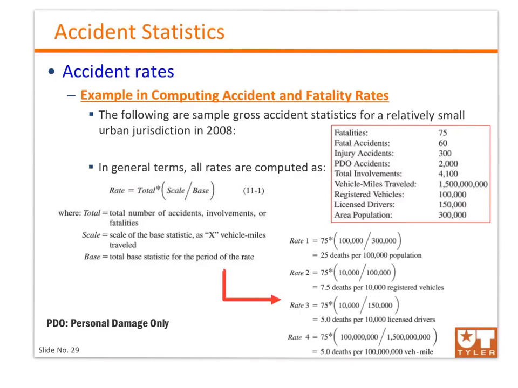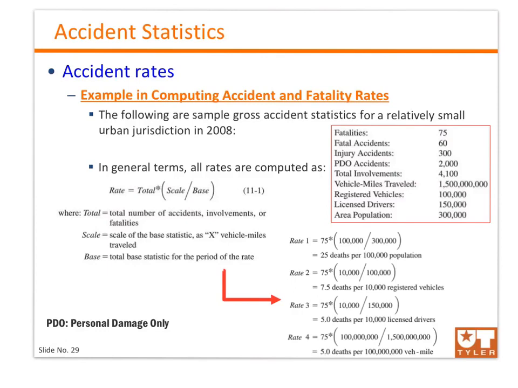So in general terms, all rates are computed using this following simple equation. The rate, whether it's a population or an exposure rate, is going to be the total number, which is the total number of accidents, involvements, or fatalities, times the scale over the base. The scale is the scale of the base of statistics, such as X vehicle miles traveled, for example, while the base will be the total base statistic for the period of the rate.